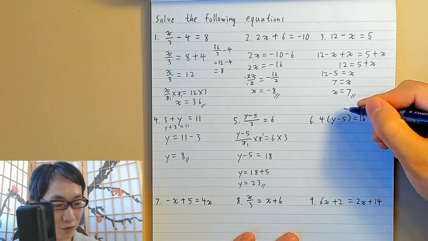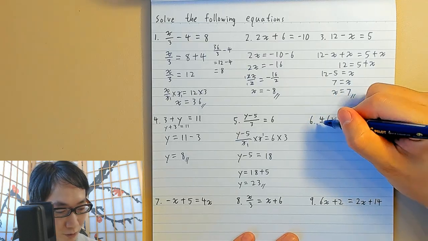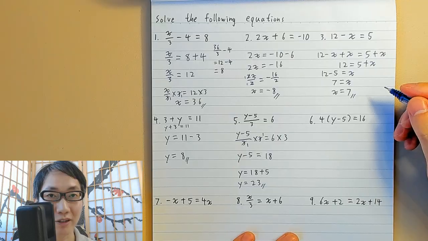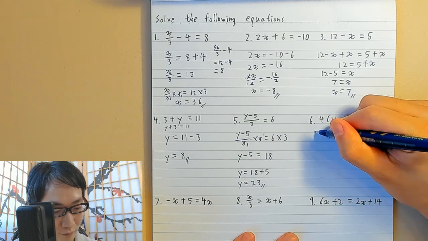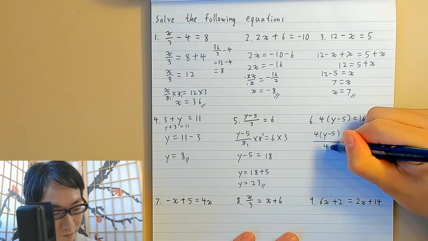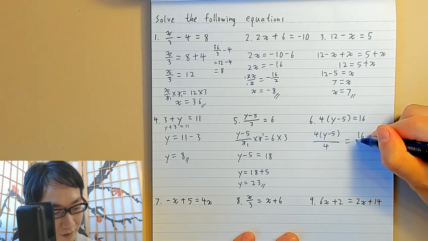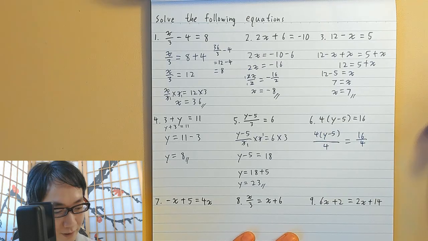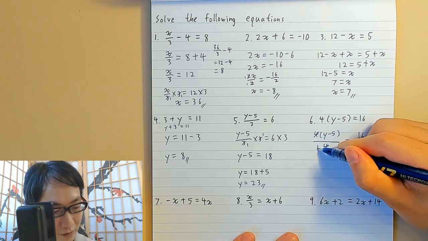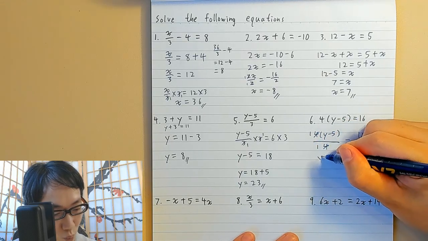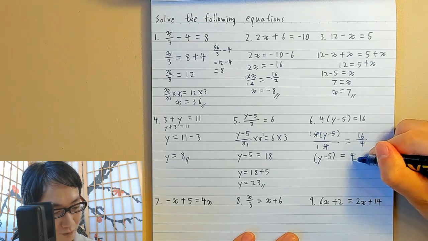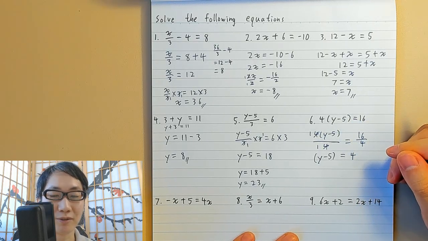So let's see how we solve this. 4 of these bags is 16. How about 1 of these bags? So 4 of this bag divided by 4 is equal to 16 divided by 4. Okay. And then these two cancel, both of them have factors of 4. So 1 of this bag is equal to 4, as we figured out before.